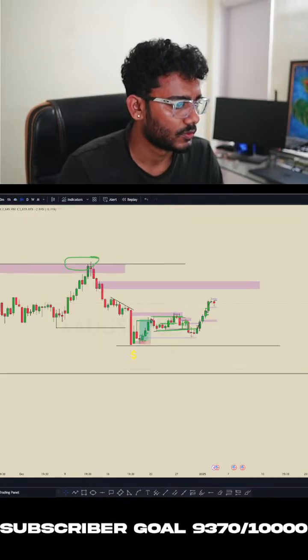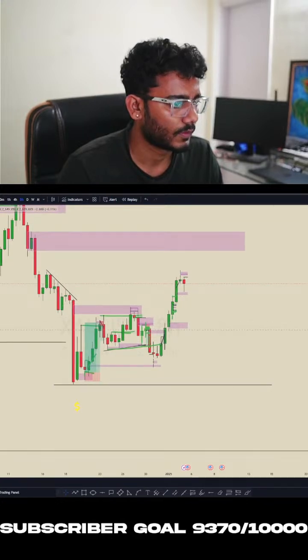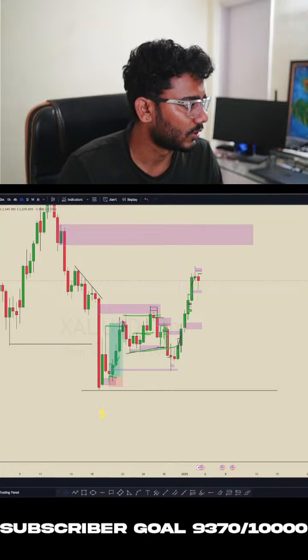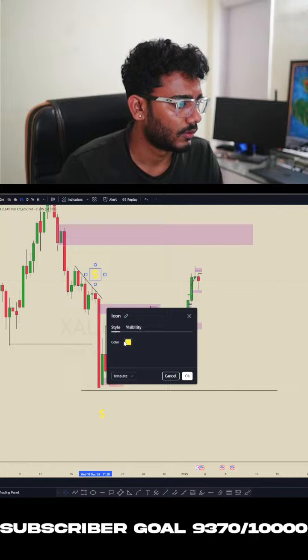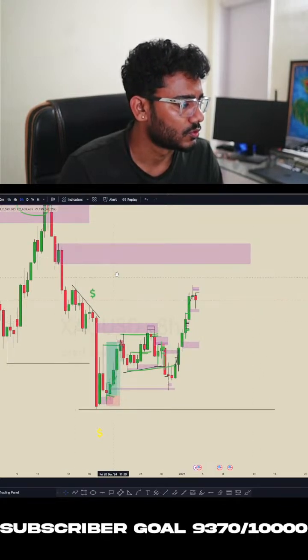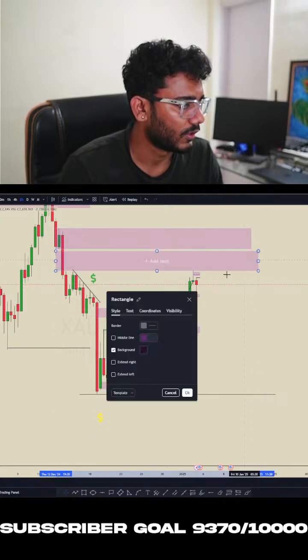Okay. So on 4 hour, you can see that price is going to the upside right now, and there is liquidity here. So we'll try to mark. Let's change the color to green. Okay. So there is an imbalance and FVG over here, and there is one order block.